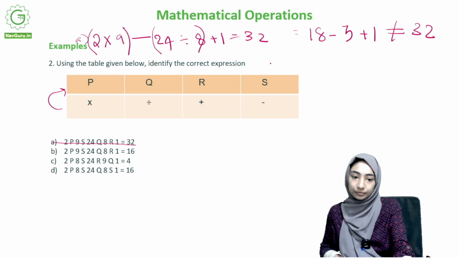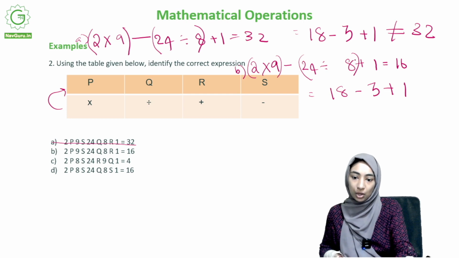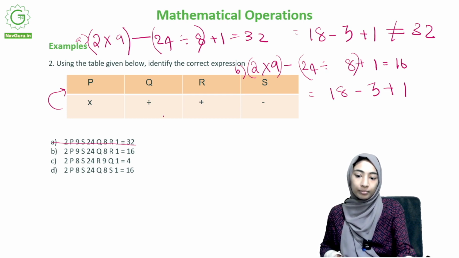Now, again, 2. Now we're doing the second option. 2 into 9. What is S? S is minus 24. Q is division. 8. R is plus 1 is equal to 60. Again, just give the parentheses. You get 18 minus 3 plus 1. Oh, it's basically the same thing that you had for the first option, right?